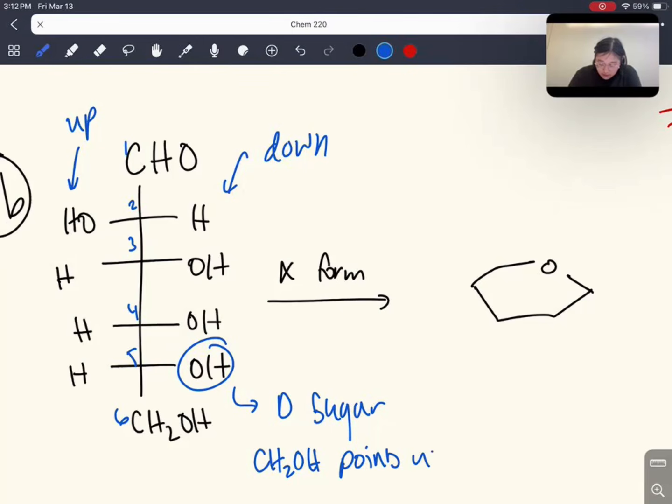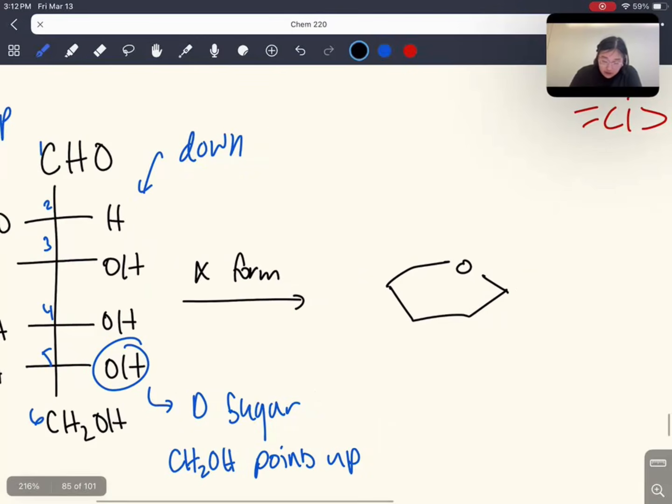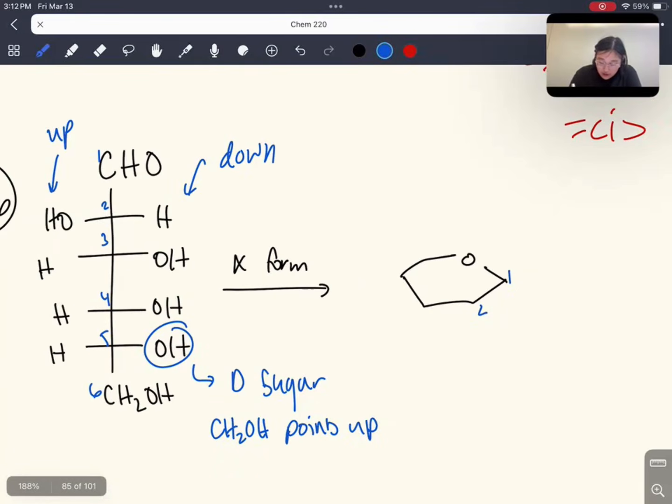So now I'm going to number my carbons on the cyclic form. We have carbon 1, 2, 3, 4, 5. And then our 6th carbon would be the CH2OH group over here. It points up because we have a D sugar, and our OH group is located on the right side of our bottommost chiral carbon. Okay, so now we're going to go around, and let's hit carbon 2 first.